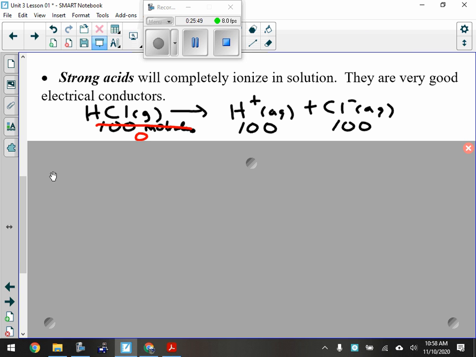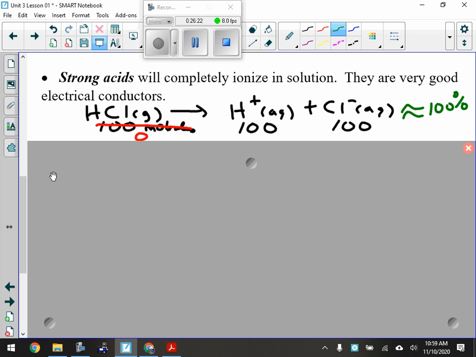In other words, we say that the ionization rate here, or that conversion, is about 100%. Technically, sometimes we say it's 99, just to leave a little bit of leeway. But this is basically approximately 100% ionization. That's what a strong acid means. In other words, I take a million HCl's, I get a million H pluses and a million Cl minuses, and I'm left with nothing of the compound left over.